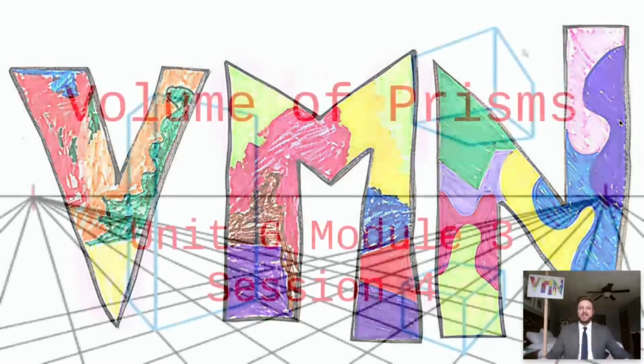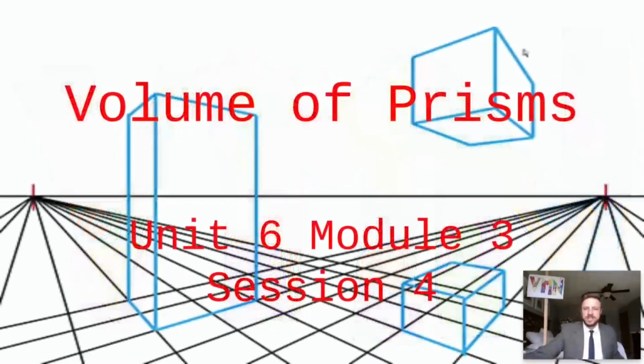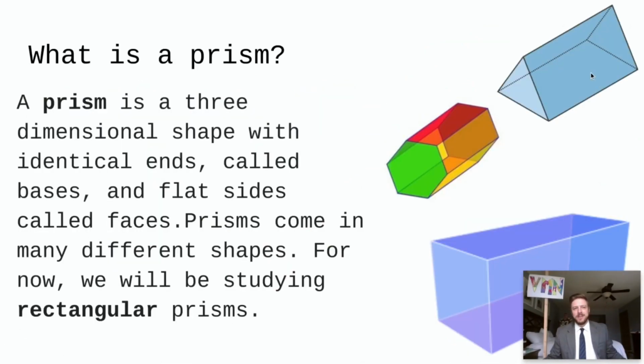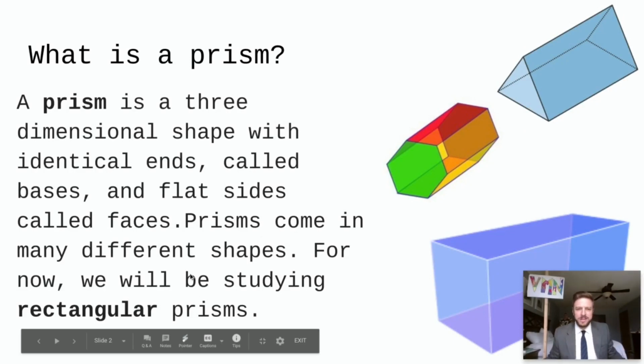Today, we are looking at the volume of prisms, which is Unit 6, Module 3, Session 4. Let's get started. First of all, to study the volume of prisms, we have to know what a prism is. A prism is a three-dimensional shape like the ones you see on the screen, with identical ends called bases and flat sides called faces.